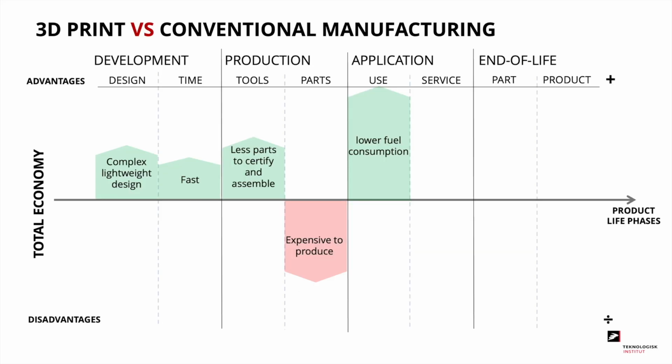So let's look at the economy of 3D printing versus conventional manufacturing. Here we see that in the development of the part, we can make this lightweight, complex design, and we can do it very fast. The advantage in the production phase is that we have fewer parts to certify and assemble because we have consolidated multiple parts into one. The parts are more expensive to produce, but the 15% decrease in weight equals lower fuel consumption and thereby a better fuel economy.